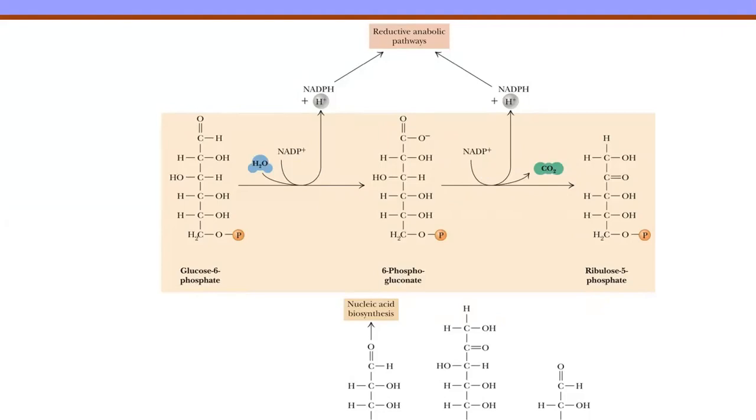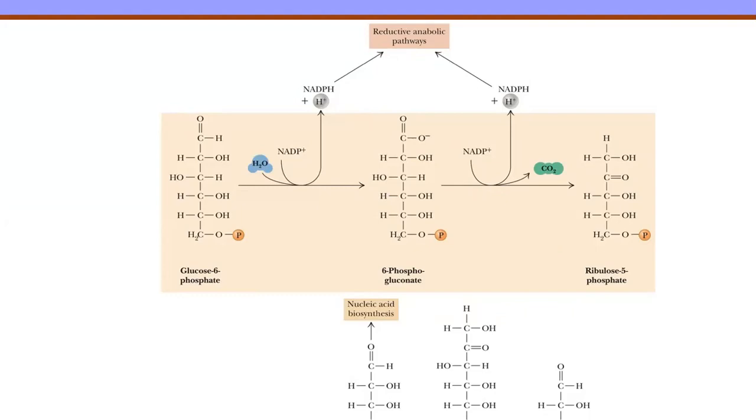So in summary, this oxidative part results in the production of 2 NADPH, which are used in the reductive anabolic pathways, and ribulose 5-phosphate. Ribulose 5-phosphate will be used in the second part, which is called non-oxidative.